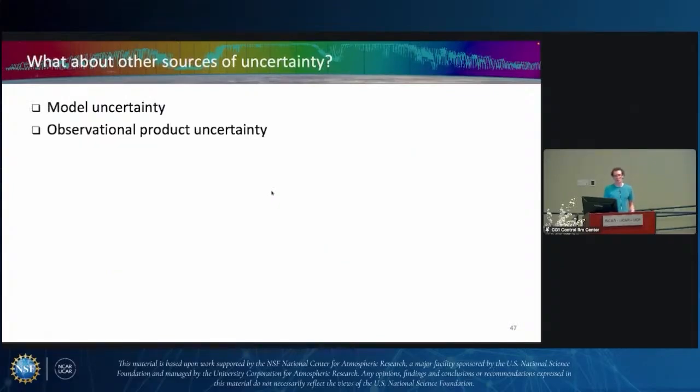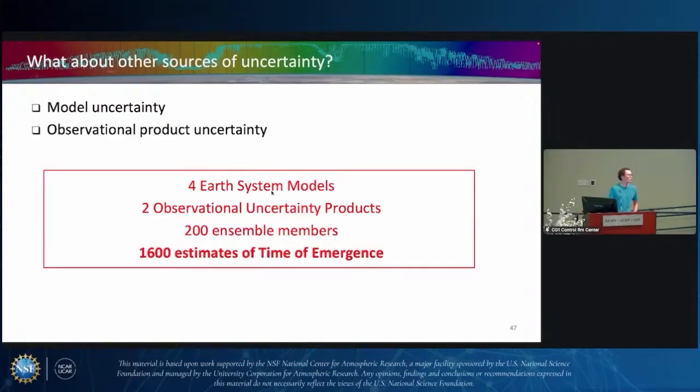I also said that I would look at other sources of uncertainty in addition to model uncertainty. And so we repeat our analysis with an additional 3 Earth system models. So now we're using 4 Earth system models, and we add another observational uncertainty product that also has 200 ensemble members. If you mix and match all of these realizations of our historical climate and internal variability, you can generate 1,600 estimates of time of emergence for each region you're interested in.